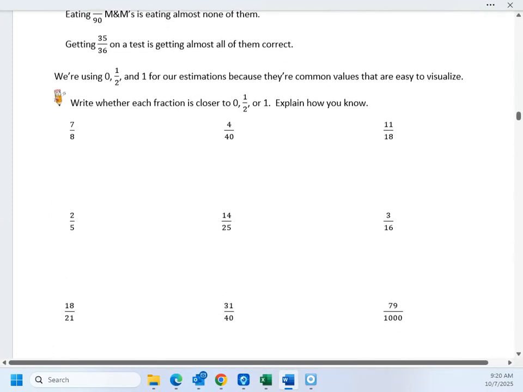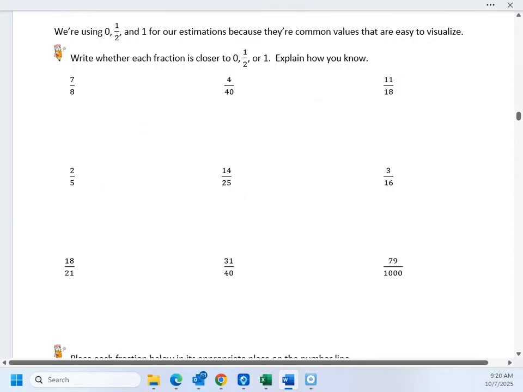So we're using 0, half, and 1 for our estimations, because they're common values that are easy to visualize. When we need to put our fractions in order from least to greatest, we can use that 0, half, and 1 without having to go through all of the math of, well, I need them to have common denominators, and I need to multiply the numerator and denominator by that same scale factor. It takes a lot of time. So this is a way to compare our fractions without having to do a ton of work.